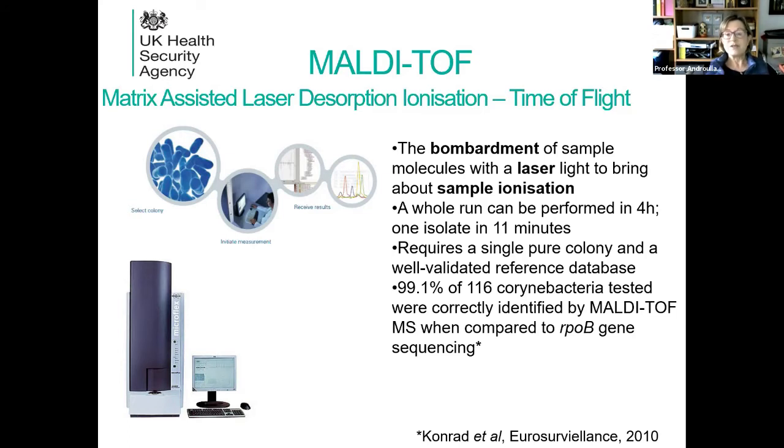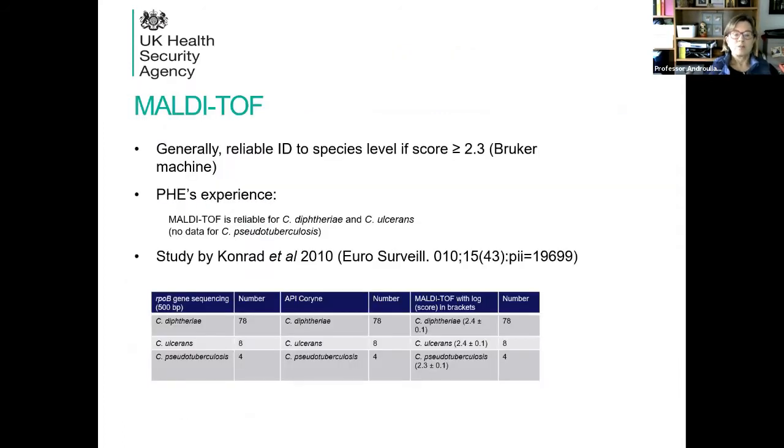This is reasonably, I would say, 99% accurate in identifying Corynebacteria. So this particular method is reliable to species level, and in our experience we find that MALDI-TOF is reliable for C. diphtheriae and C. ulcerans. We don't have much data on C. pseudotuberculosis, but it is the method that we would certainly recommend if possible.